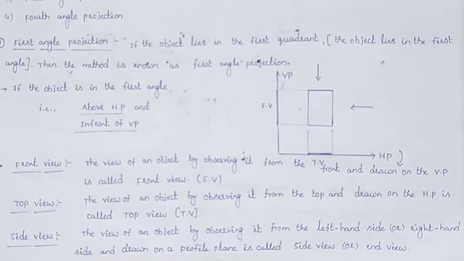And the next one is side view. The view of an object by observing it from the left hand side or from the right hand side, drawn on a profile plane, is known as the side view, or we can call it the end view. I am showing the layout of the first angle projection also.